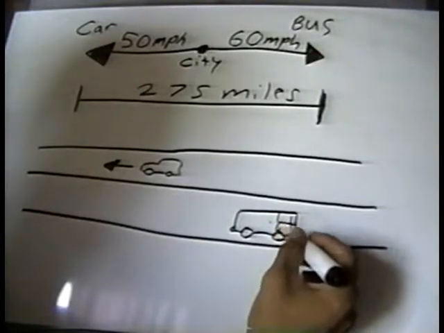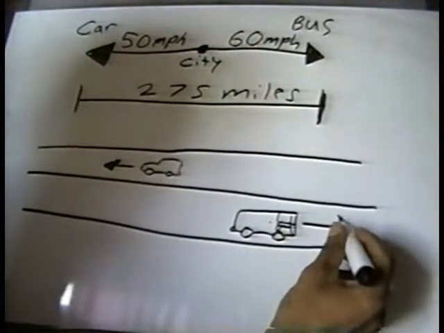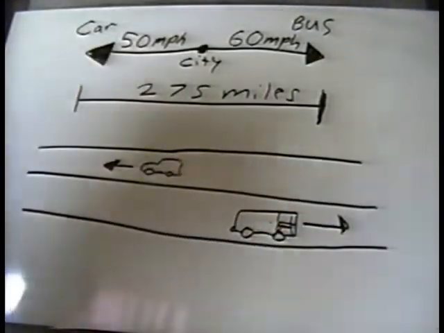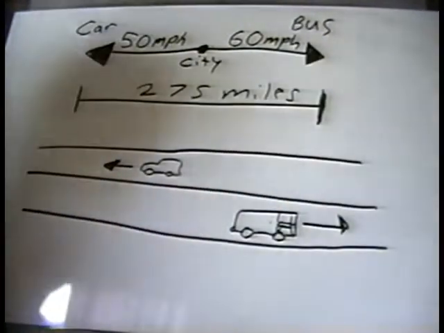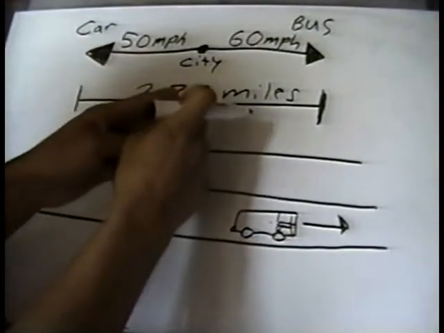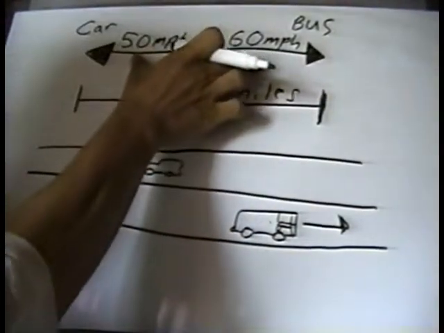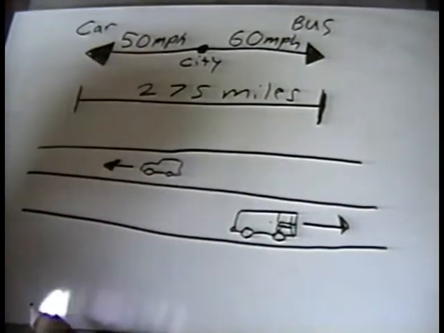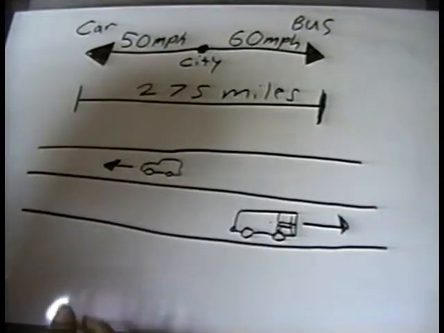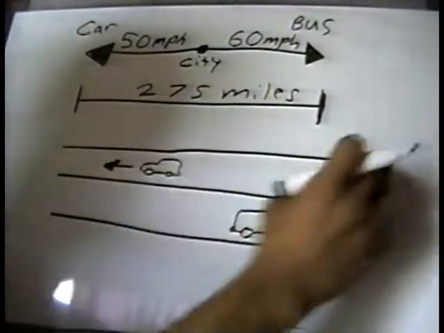Okay, we got the car going in this direction. Okay, we got the bus. Okay, that's supposed to be a bus, and it's going in that direction.